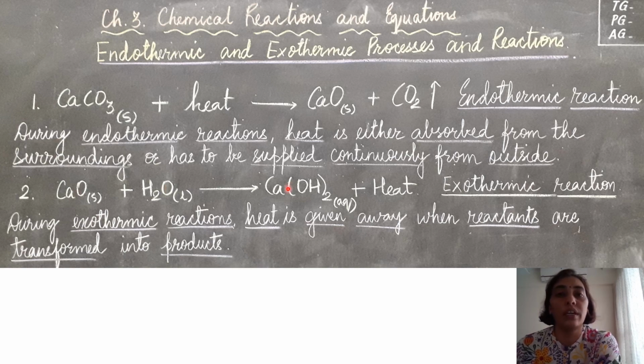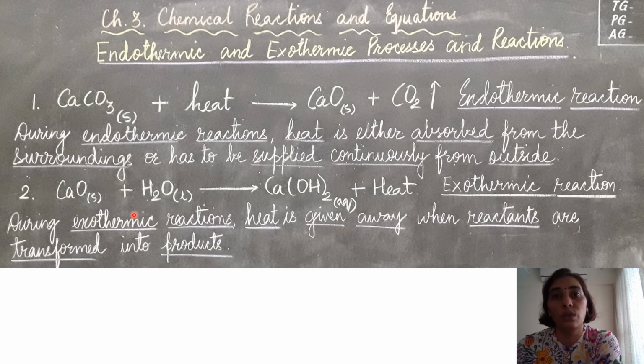So this one we have studied, but here what is happening, heat is given out during the chemical reaction, that is the products whatever you are going to have, the temperature of the solution is going to increase. So here it's an example of exothermic reaction. So during exothermic reactions, heat is given away or it is liberated or it is evolved when reactants are transformed into products. So this is one reaction each as examples of endothermic and exothermic reaction.